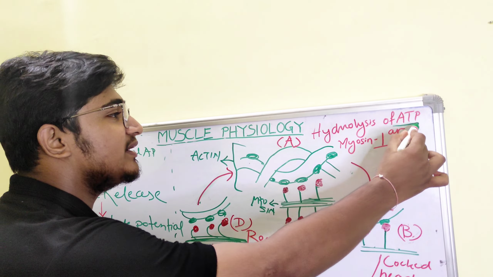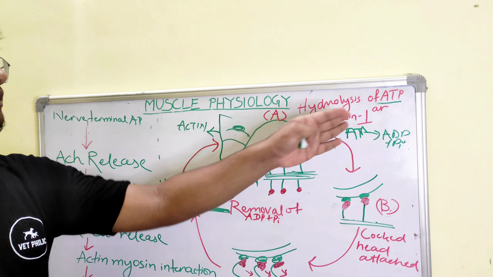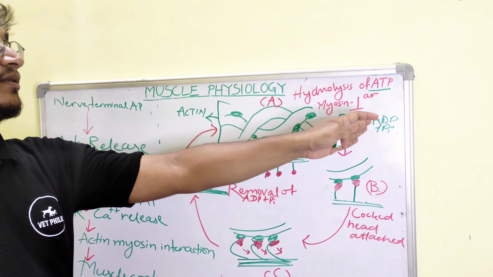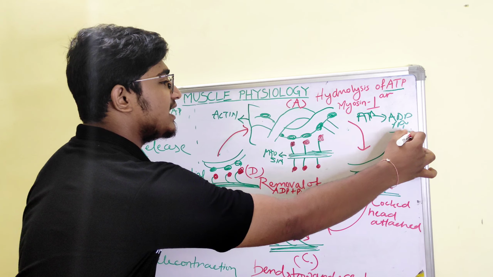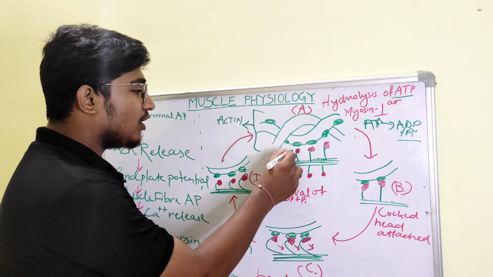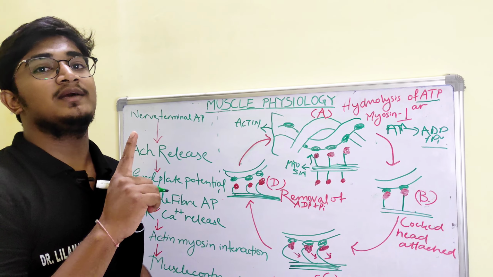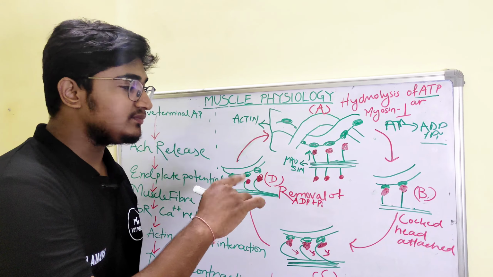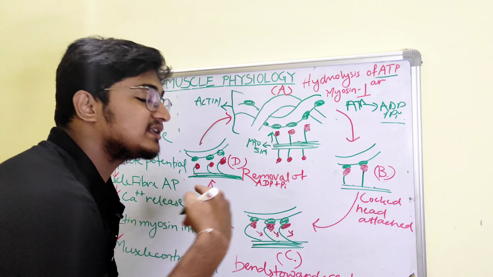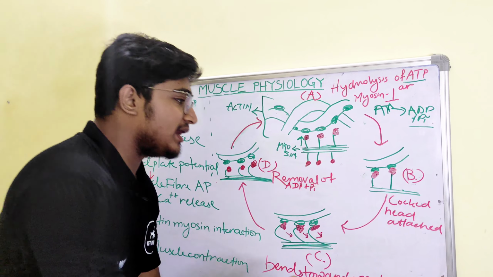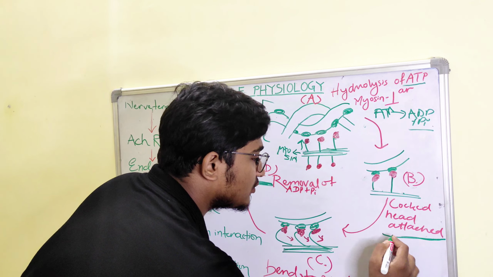The ATP gets hydrolyzed into ADP plus Pi. After that, the ADP plus Pi cause the myosin head to be cocked up, which means the perpendicular position of the myosin head. After that, it gets attached to the exposed actin part, and this is called cross bridge formation.